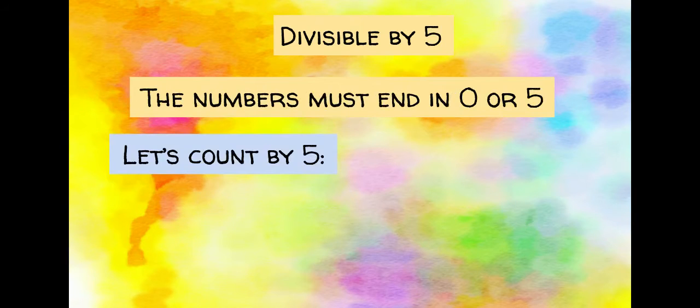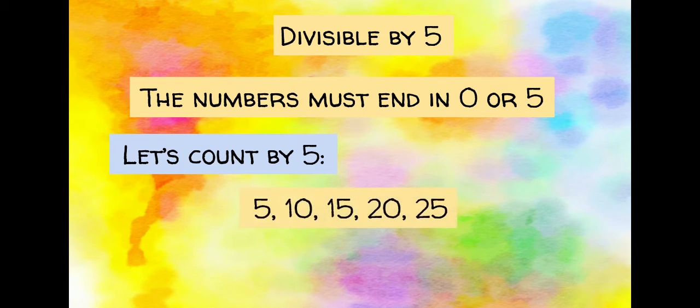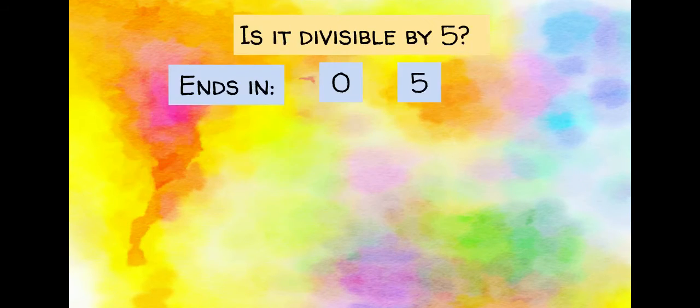Let's talk about the trick for 5s. To be divisible by 5, you must end in 0 or 5. So let's count by 5s. 5, 10, 15, 20, 25. They all end in 0 or 5. So is 105 divisible by 5? It ends in a 5, so yep.